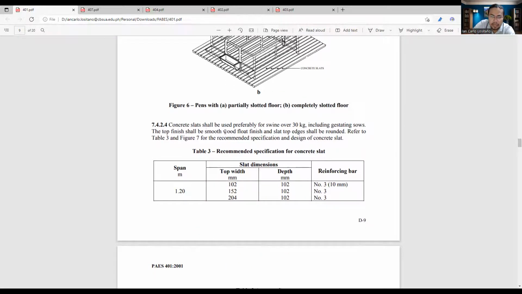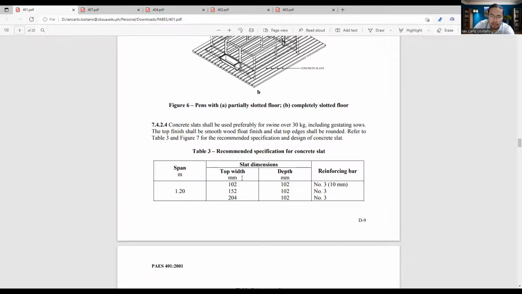Concrete slats shall be used preferably for swine over 30 kilograms. These animals continuously defecate and urinate, so this has to be facilitated by the construction of the slats. The recommended specifications for the concrete slats are shown.